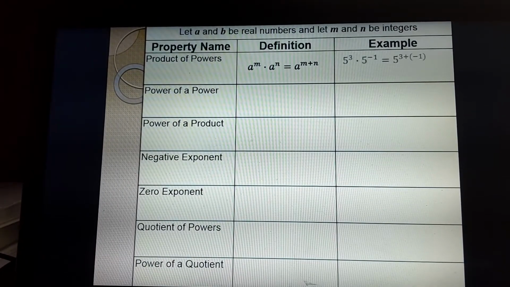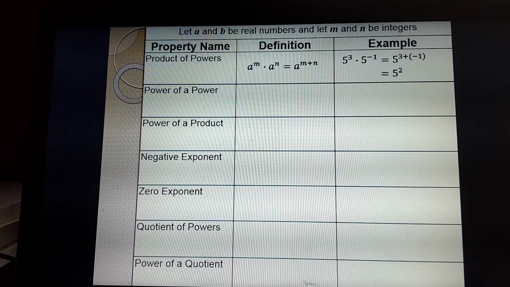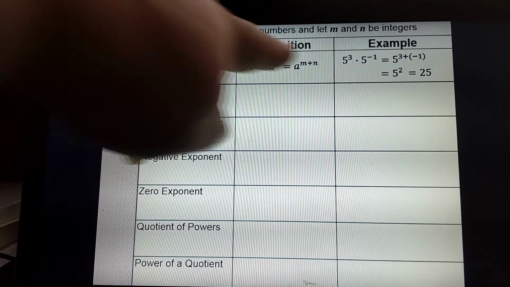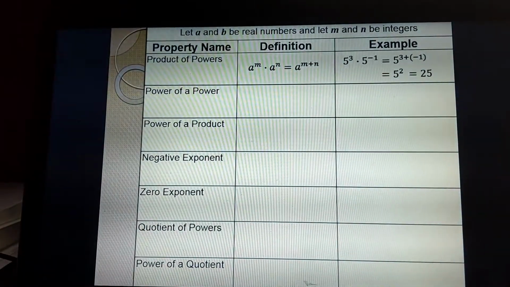So for you, you might see a problem that looks like this. 5 to the third times 5 to the negative 1. You see that you have two bases that are the same, 5. Keep the 5, add the exponents. So when you add 3 plus negative 1, you get 2. So the problem becomes 5 squared. Now 5 squared you can do in your head, that's 25. So a problem that looked like this, you're like, what the heck is that? Becomes really easy, it becomes 25.